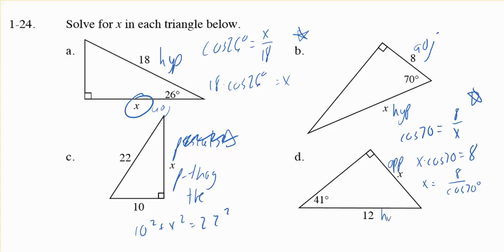And in D, it looks like we want the opposite this time, and we have the hypotenuse. So that's going to be the sine of 41 equals the opposite over the hypotenuse, multiplied by 12.